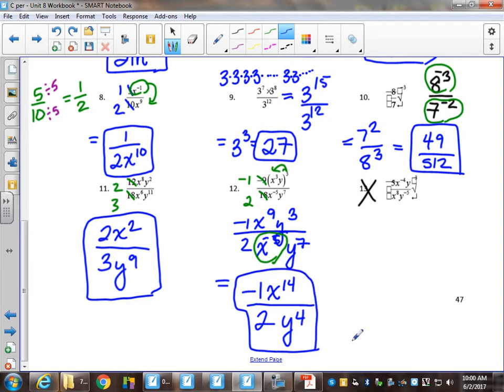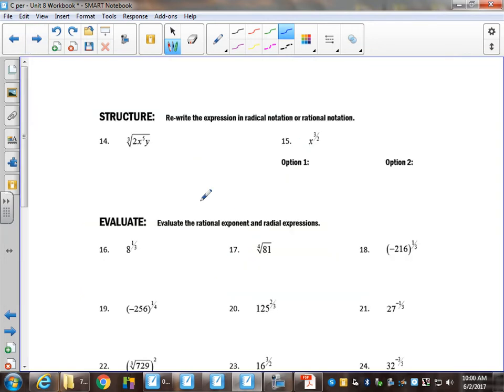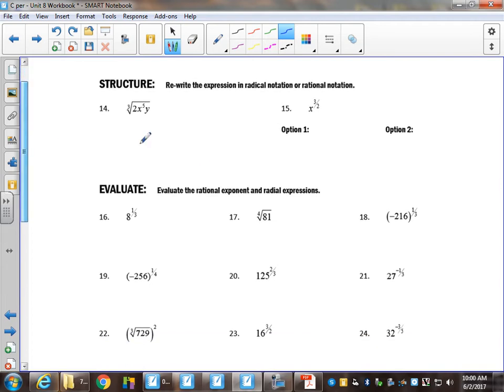Nice job. That covers all of 8.1. That's fine. So the question was, do I have to put negative 1 or can I just say a negative? That would be fine too. It represents negative 1. Structures. This is purely rewriting.